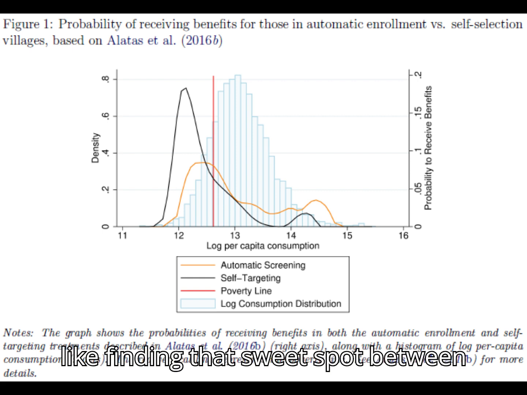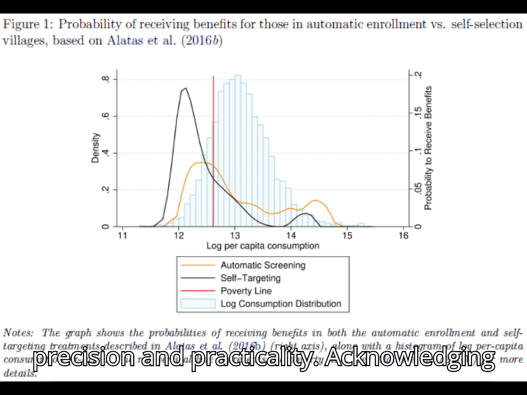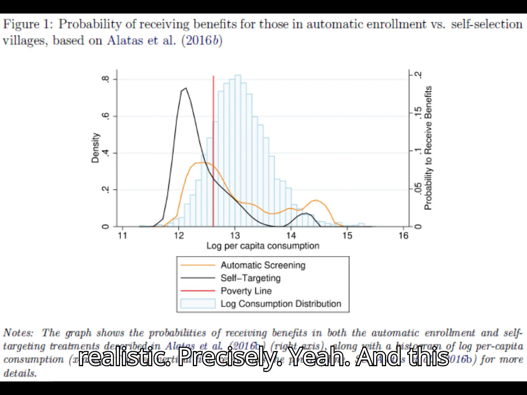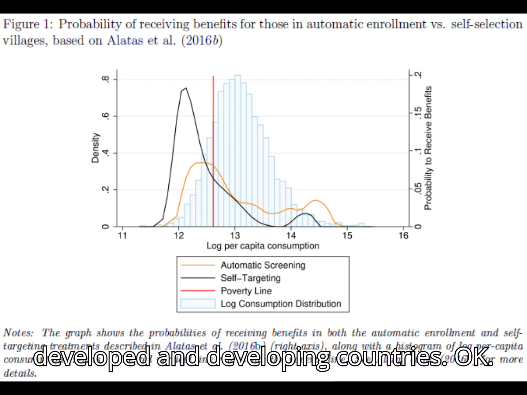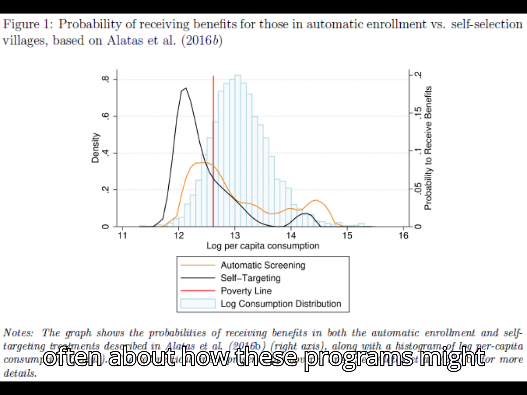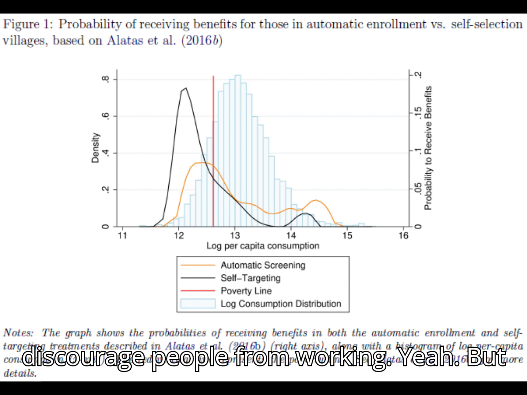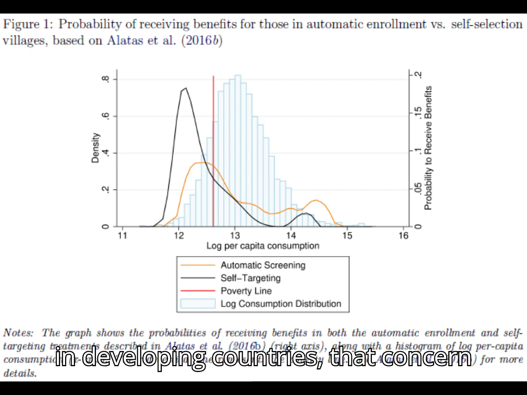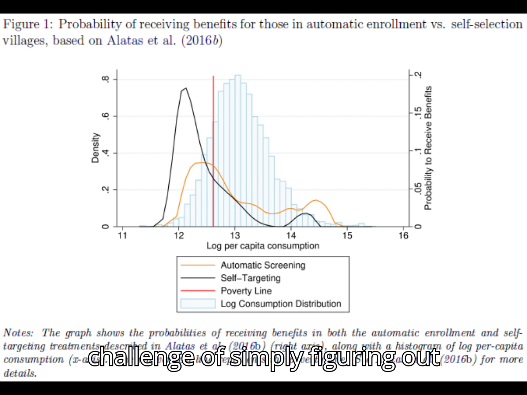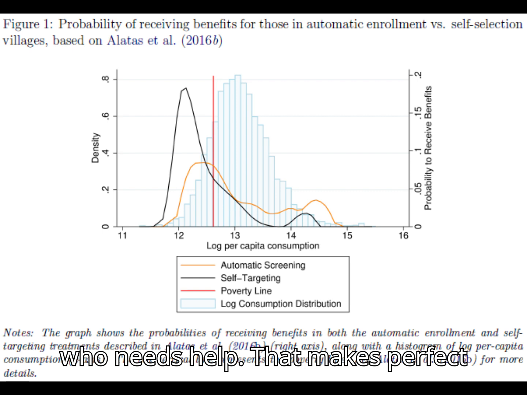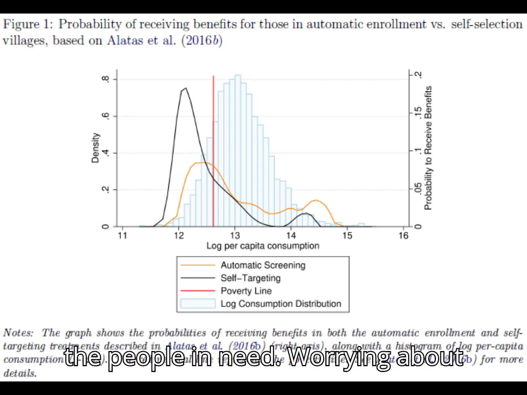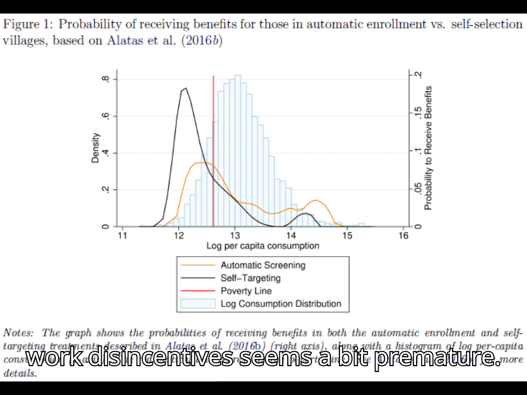It's like finding that sweet spot between precision and practicality, acknowledging that perfect targeting is just not realistic. Precisely. And this highlights a key difference between developed and developing countries. In developed countries, the worry is often about how these programs might discourage people from working. But in developing countries, that concern takes a backseat to the more immediate challenge of simply figuring out who needs help. That makes perfect sense. If you can't even identify the people in need, worrying about work disincentives seems a bit premature.